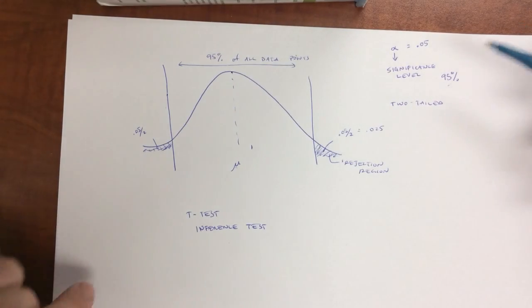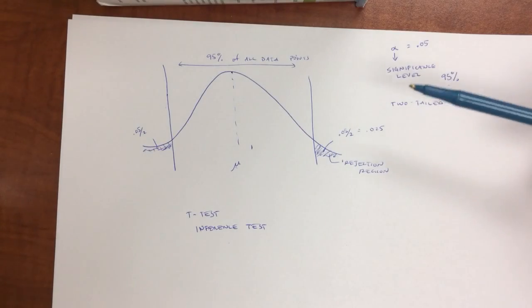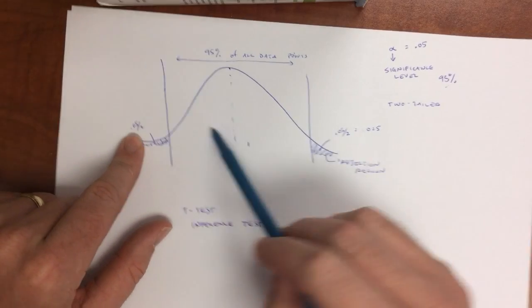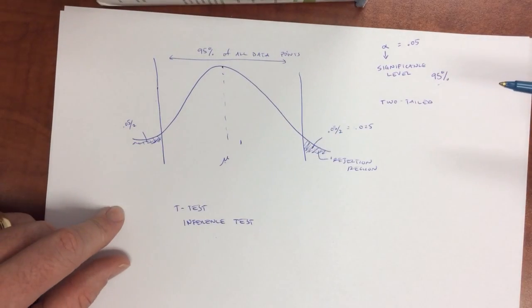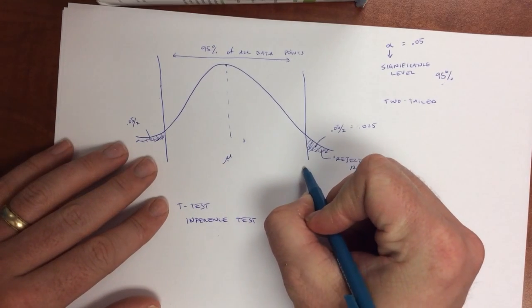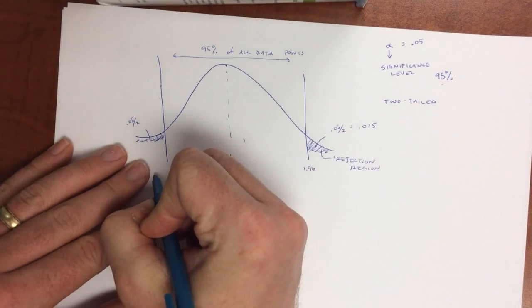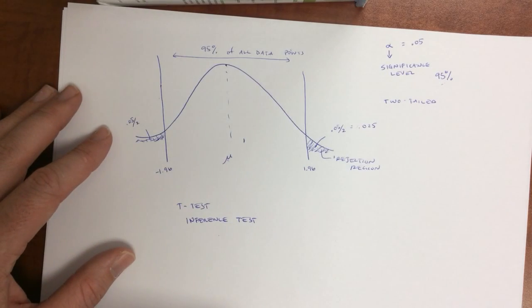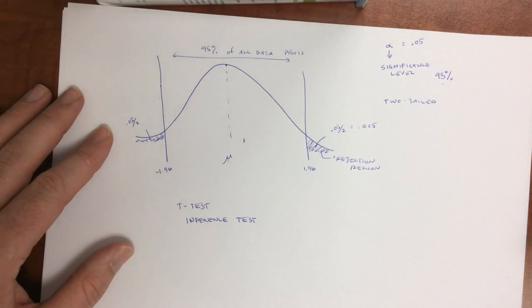Now, if I were to look at the back of a table, I could see that based on these alphas, there's some number here that's going to correspond to that. If I'm thinking of a two-tailed test, this number is going to be 1.96 and negative 1.96. Hold on, let me check on that. That doesn't seem right.